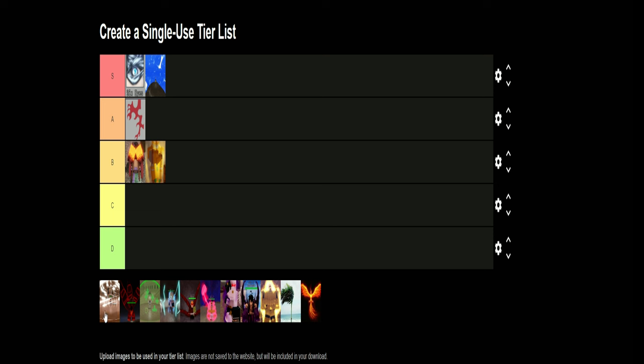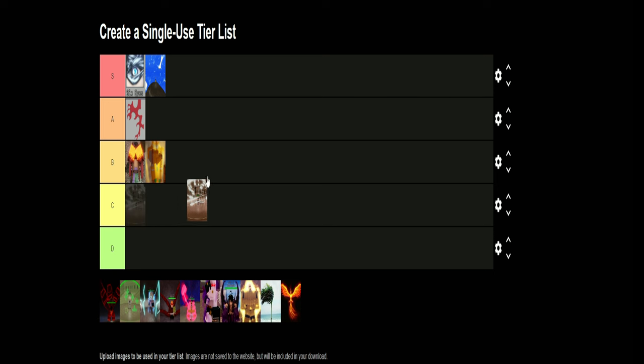Next one we have is Rin, or its V2, or not V2, but its revamp. It was really bad, and now it kind of got buffed, so its moves have more AoE and more damage, and they look a lot cooler than they used to. So I would put, honestly, I'd say B tier on this one. It's not bad at all.